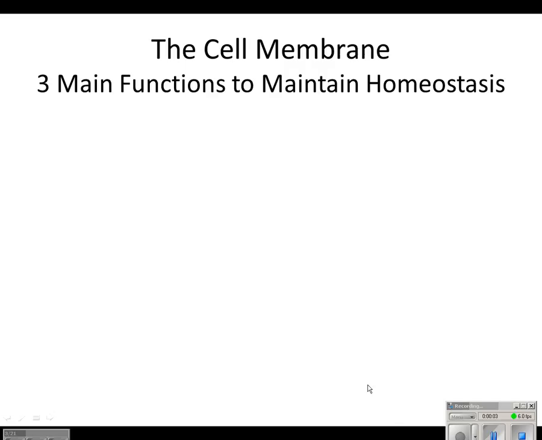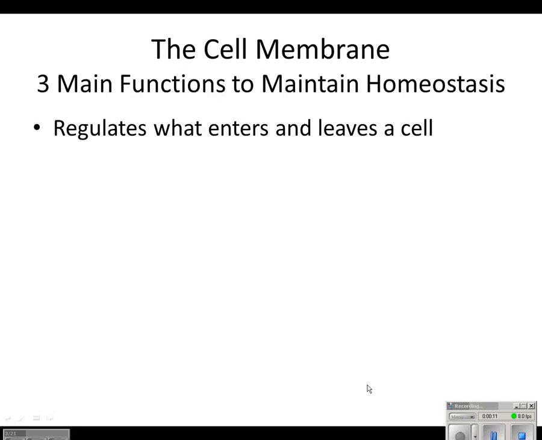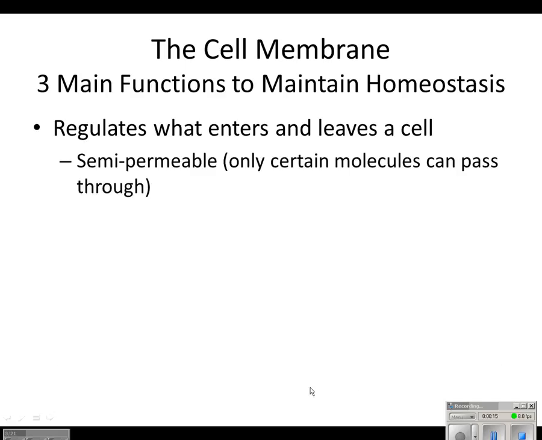Let's look at the cell membrane. There are three main functions that the cell membrane carries out to maintain homeostasis. The first is to regulate what enters and leaves the cell, and we can say it's semi-permeable.